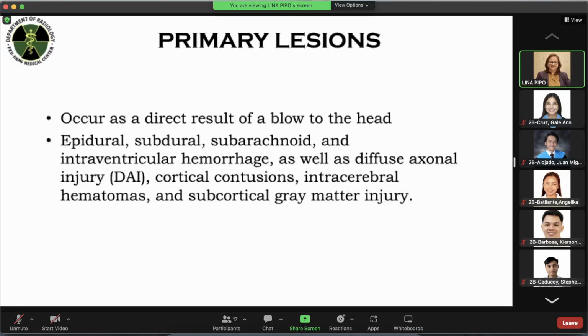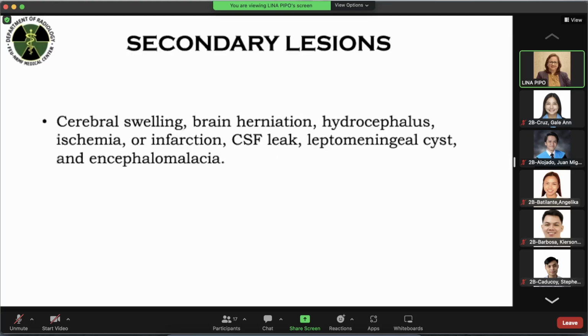Okay, so our primary lesion, again, occurs as a direct result of a blow to the head. It can be an epidural, subdural, subarachnoid, or intraventricular hemorrhage, as well as DAI or diffuse axonal injury, cortical contusions, intracerebral hematomas, and subcortical gray matter injury. So that's your primary lesions. On the other hand, your secondary lesions, these are your cerebral swelling. These are the complications of your primary lesions: brain herniation, hydrocephalus, ischemia or infarction, CSF leak, leptomeningeal cyst, and even encephalomalacia.